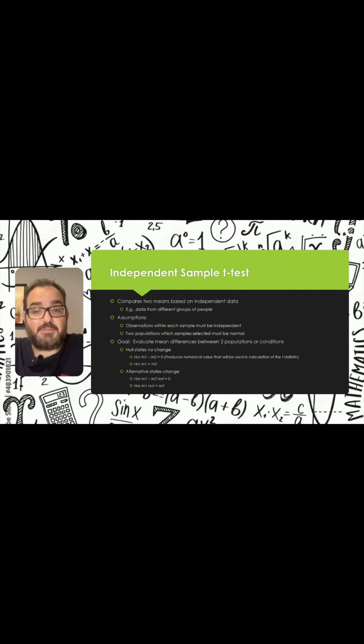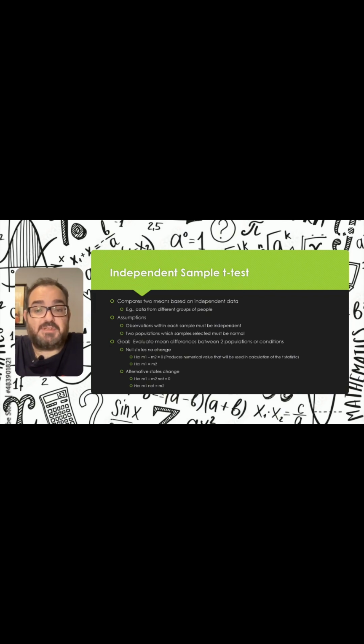And I highlight the number 2 because if we have more than two groups, then we go to another statistical analysis. The main assumption that should be made here is that the two populations should follow a normal distribution. And the goal here is to evaluate the alteration of the mean between our two groups.